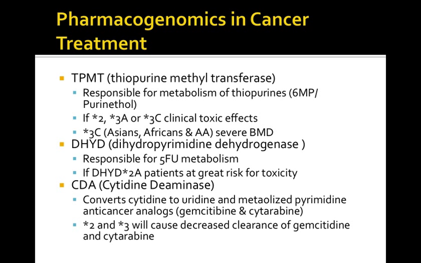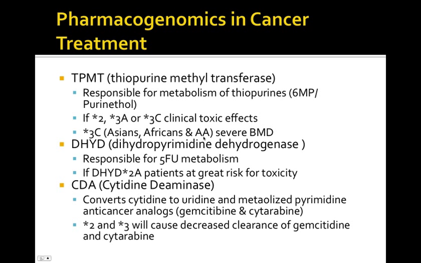So the first enzyme is thiopurine methyltransferase. It's responsible for the metabolism of the thiopurines, which include 6-mercaptopurine and azathioprine. And so there's 3 variants that will have higher rates of toxic effects from these drugs. And that's if you have the 2, 3A, or 3C variants here, you can see that you are going to be at higher risk for toxic effects. The 3C is the most severe and causes severe bone marrow depression. It's most common in patients of Asian or African descent or African American descent.